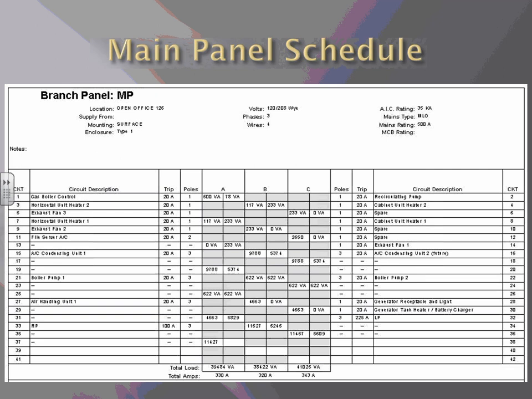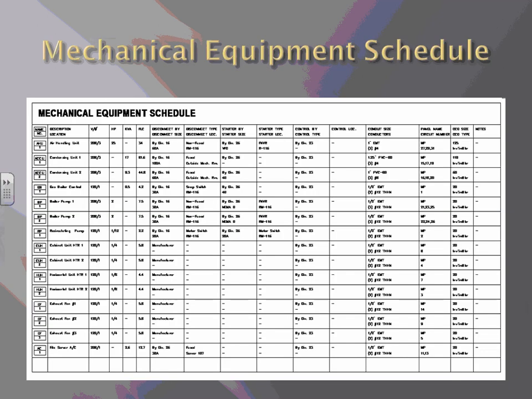This is the main panel schedule. This is where all of our mechanical equipment is going to be. Got the gas boiler and the AC condenser unit. And it's a 500 amp main lug only panel. And this is the mechanical equipment.